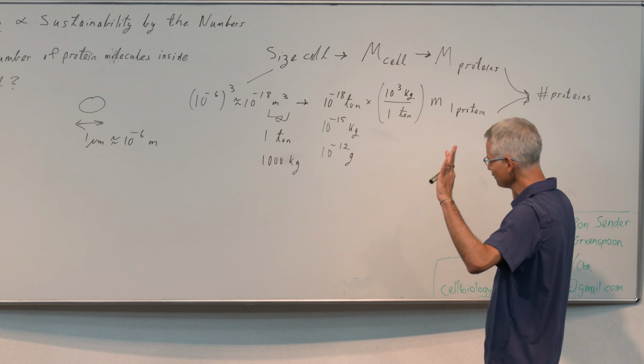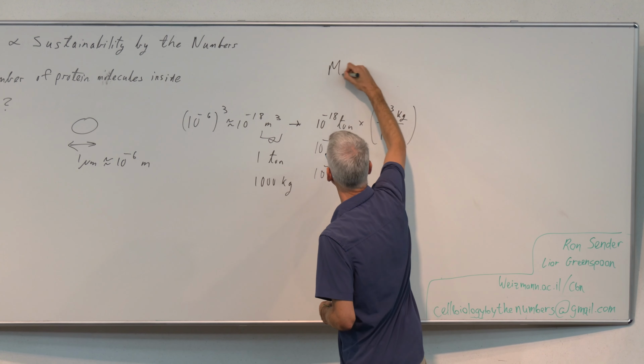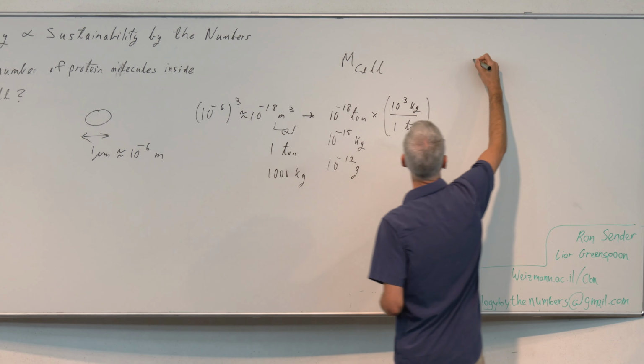Okay, so this is the mass of the cell. Let's go to the mass of the proteins. I'm sorry, it became a bit of a mess here, so let's erase and conquer. Let's move it to here. I think you follow the path. I'm done with this. So this was the mass of cell. Now we have the mass of proteins.